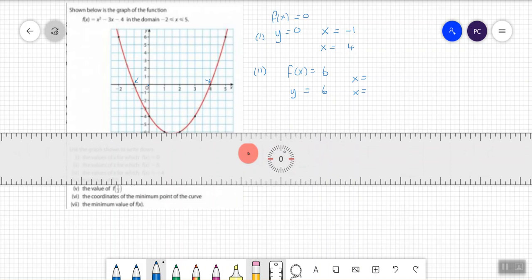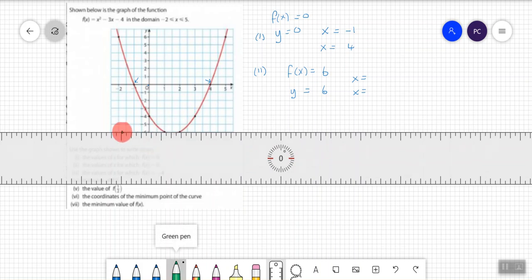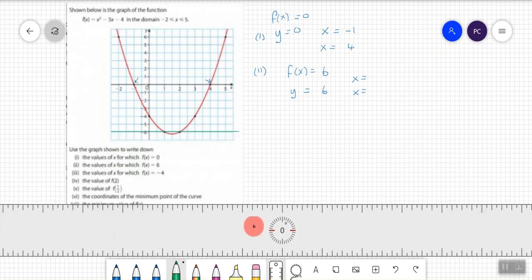So what we can do is line up a ruler like that, and draw our line across like this. And wherever it cuts the graph, that's the value for x. So we draw our line. It cuts the graph here, and it cuts the graph here. So then we just read off the x values. So x is equal to 1, and x is equal to 2. So that's the second one.